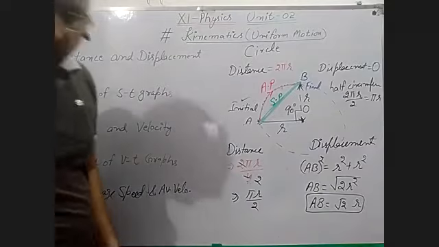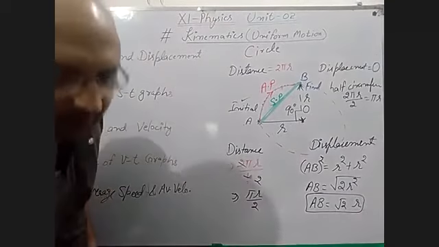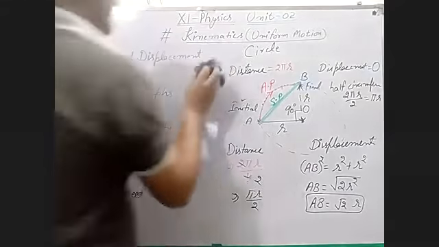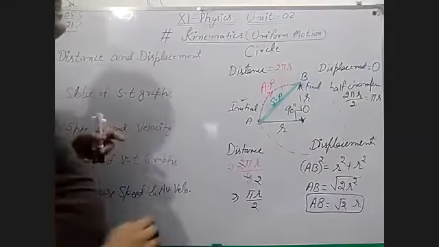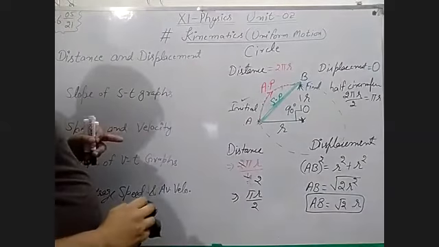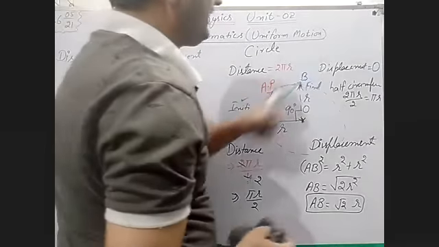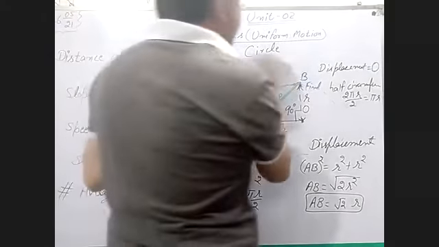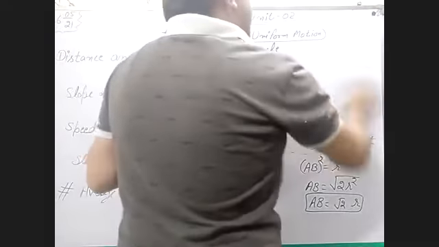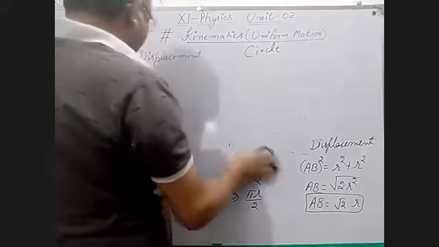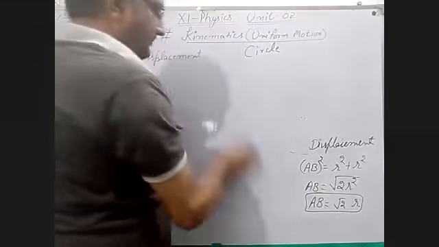In this, you can understand distance and displacement very well. In case of distance, we have to take the actual path, and in case of displacement, we have to take the shortest path. Now the another thing is the ST graph and its slope.